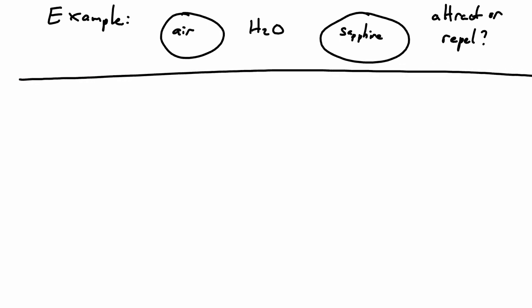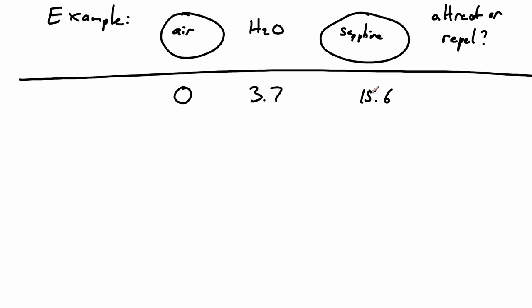So in this example, we've got a little air bubble and a sapphire bead, and they're separated by water, and we want to know if they're attracted or if they're repelled from one another. And we can see, if we plug in the Hamaker constants for these materials, that air is approximately 0, water is 3.7, and sapphire is 15.6. So we expect that, yes, indeed, there will be a repulsion between the air and the sapphire because the water's Hamaker constant is intermediate between them.